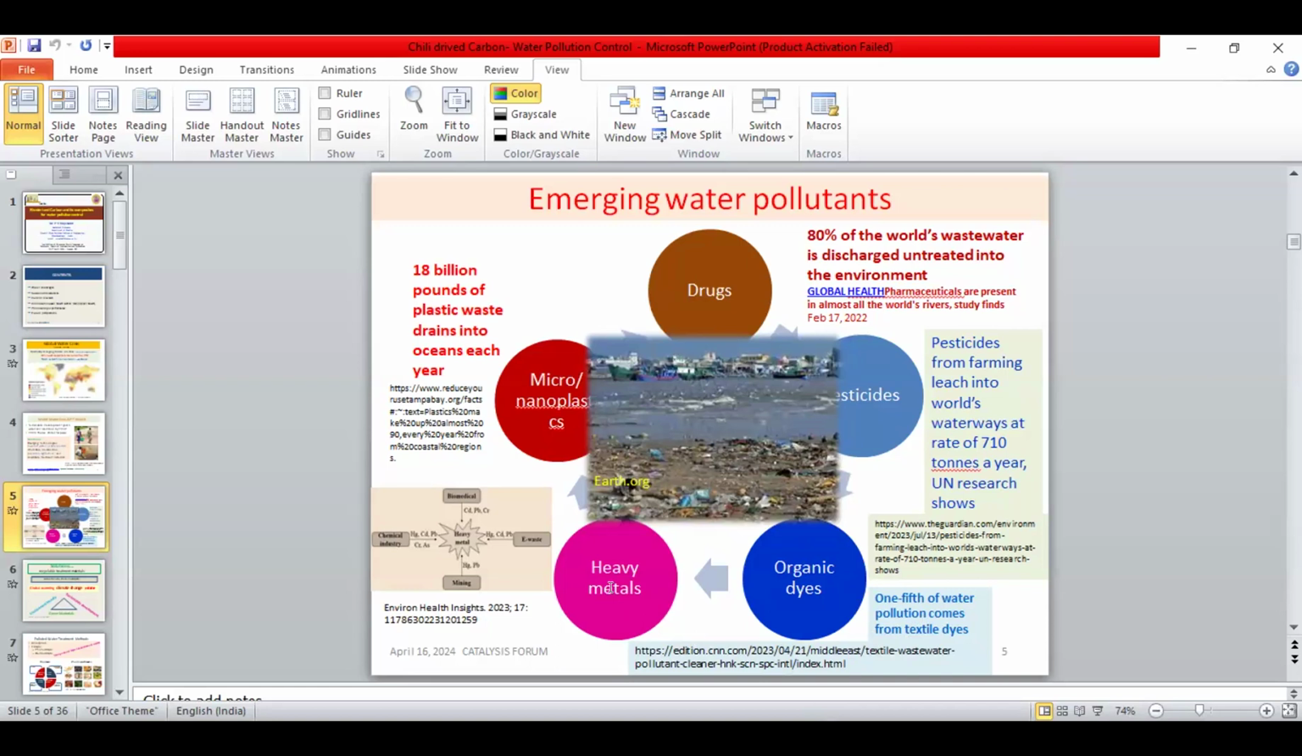Then the heavy metals, which come from the mining sector, e-waste, the biomedical sector, and some chemical industries. They pollute the water enormously, according to a recent report in 2023. Then come the micro or nanoplastics, which are the emerging pathogens right now. And 18 billion pounds of plastic waste comes to the water sources, mainly seas and oceans. So this is the scenario currently: the water is polluted with all these pollutants.